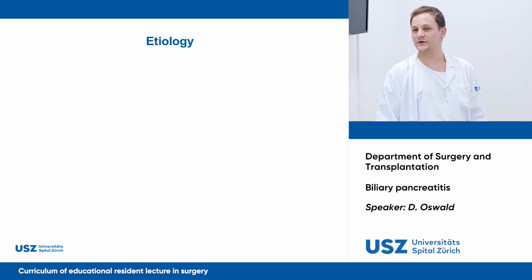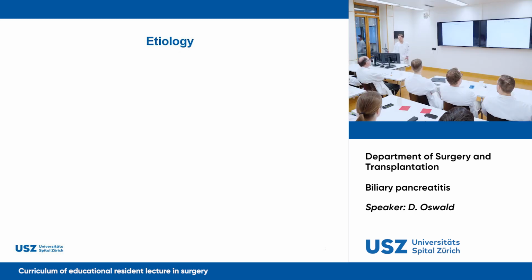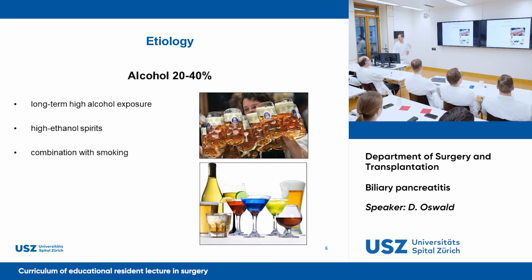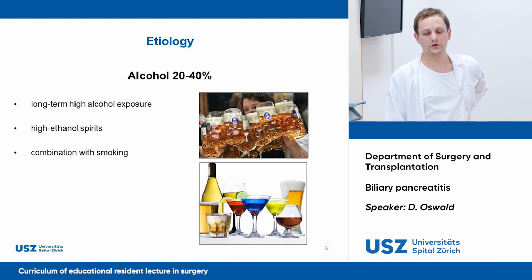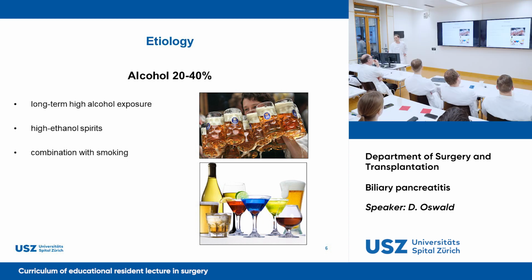And I would like to ask another resident, what is the second leading cause of a pancreatitis? Alcoholic drinks. Yes, perfect, Daniel. That's alcohol. It's up to 30% of acute pancreatitis. That can be due to long-term alcohol exposure, high ethanol spirits, and it's even higher combined with smoking.